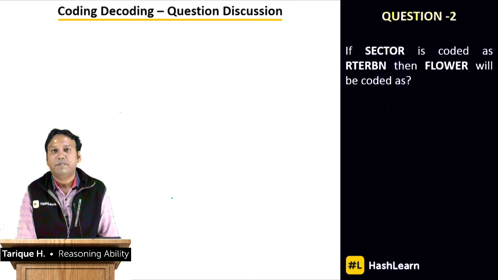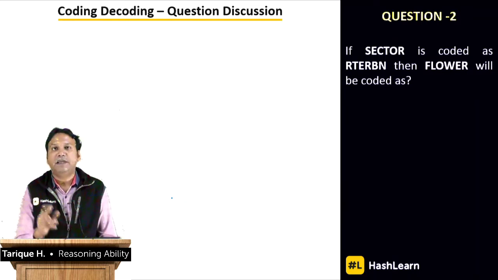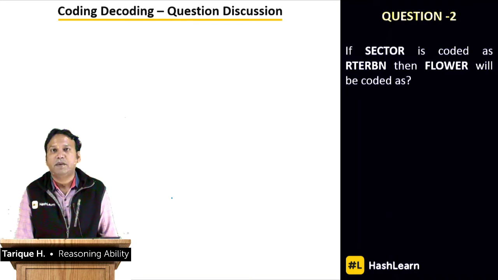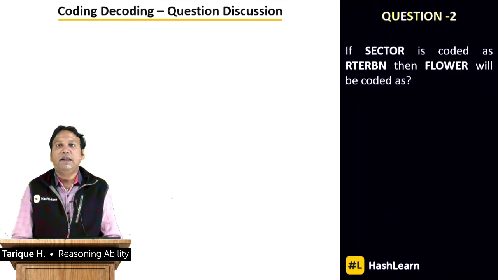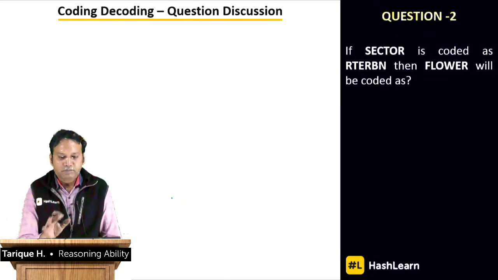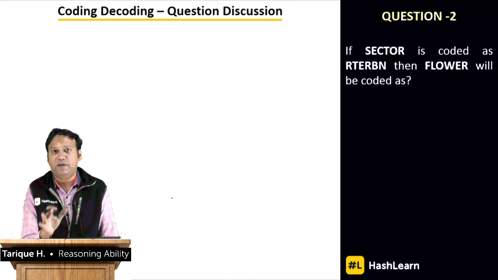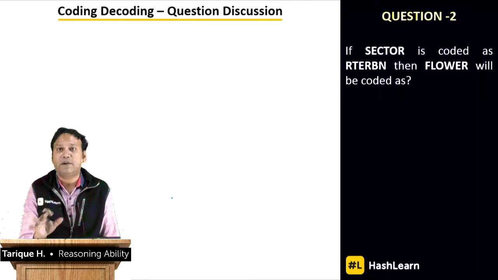Look at the question, note down the word and the code first. Look at this pattern of plus 1 and minus 1 and think creatively while solving, approach creatively, explore all options that are possible. I'm sure you'll be able to get the answer. If sector is coded as RTERBN, then how will flower be coded? Alright, now let's see what is the answer for this question. Usually 30 to 40 seconds is the time that we get in the examination for a question like this.